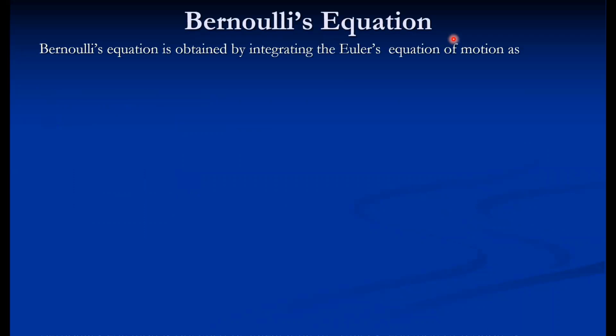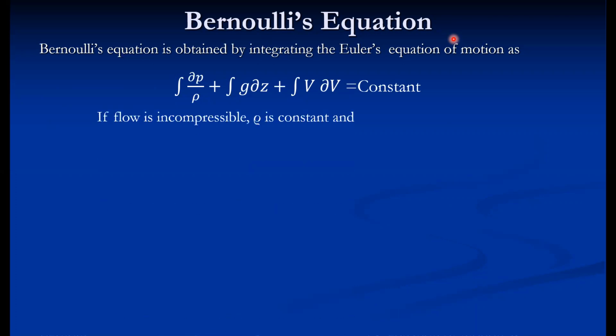In the theory part, we have discussed that Bernoulli's equation is obtained by integration of Euler's equation of motion. So the Euler's equation of motion is in differential form: dp by rho plus g dz plus v dv is equal to constant. If we integrate this equation, and during integration we consider the flow is incompressible, that is rho is equal to constant, then we can take rho out of the integration.